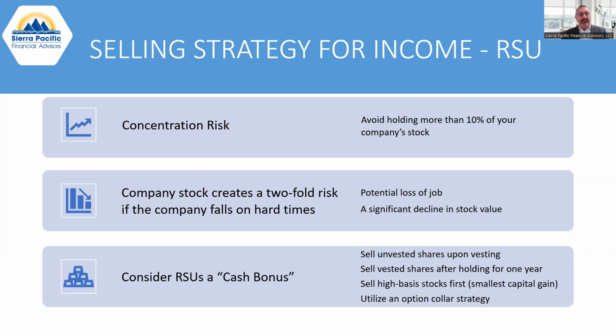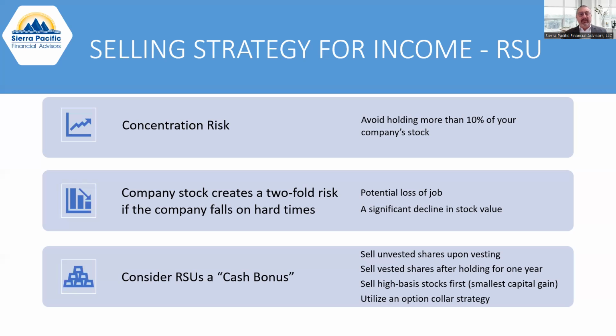So what we recommend is to consider RSUs as a cash bonus. What we do here is sell any unvested shares upon vesting. The minute they vest, you do a same-day sale, so you don't hold the stock. Again, this is assuming you're right around that 10%. Then you sell vested shares after a holding period of 1 year. Again, we're trying to whittle down that concentration to get down to that 10%.